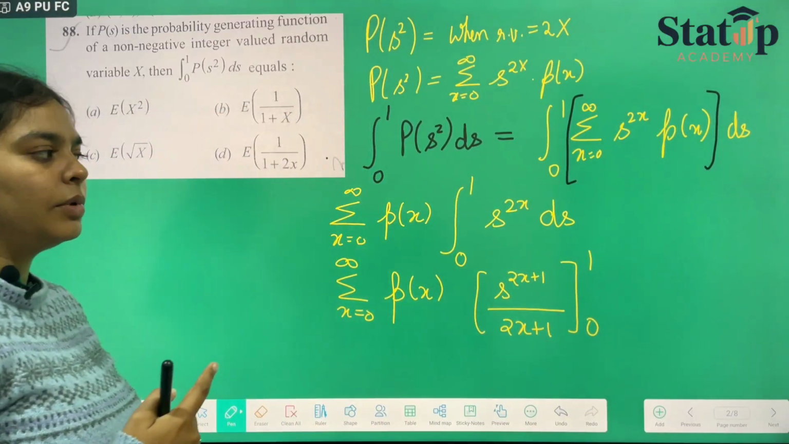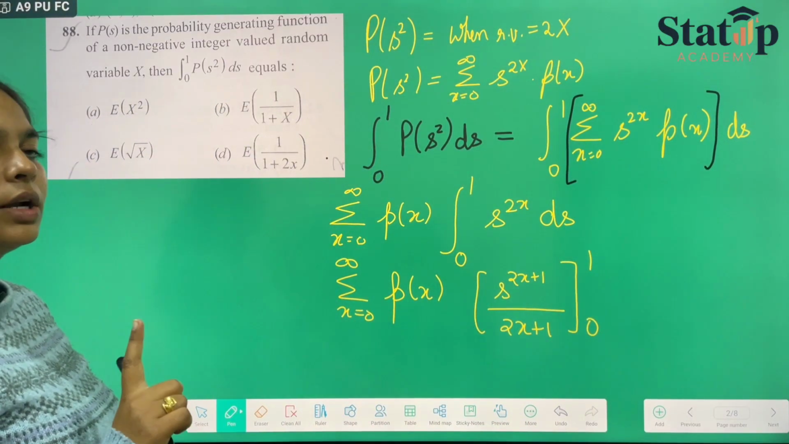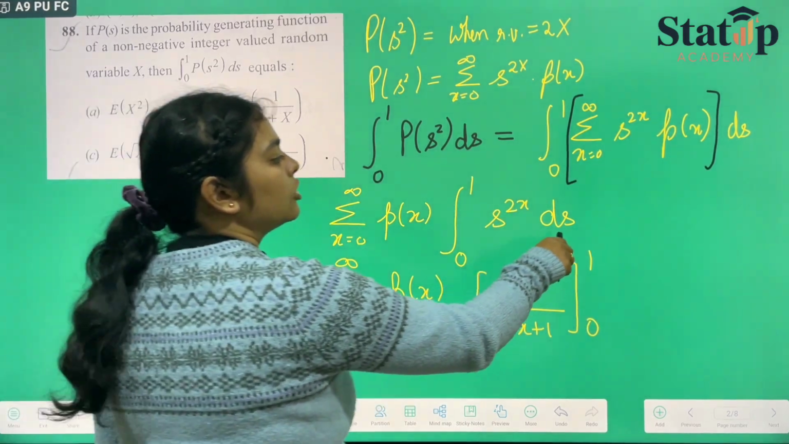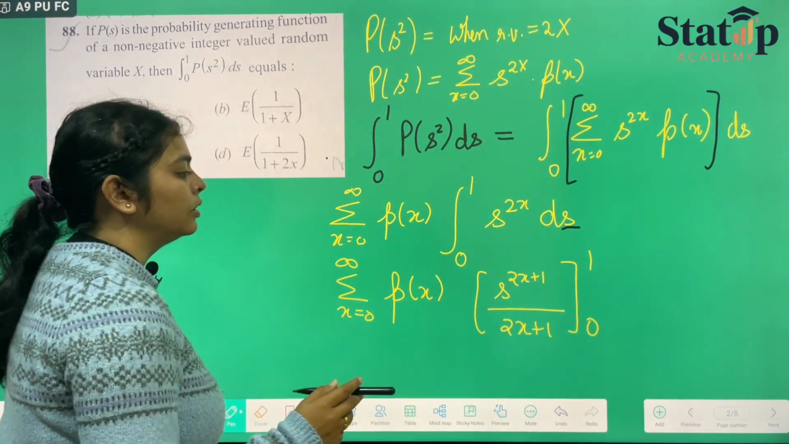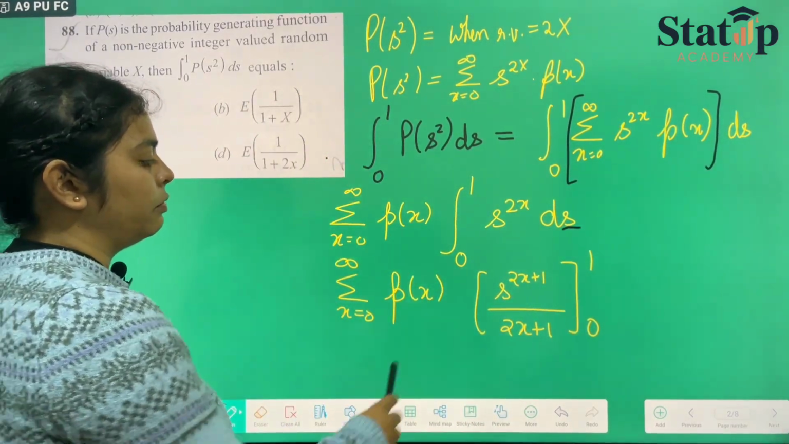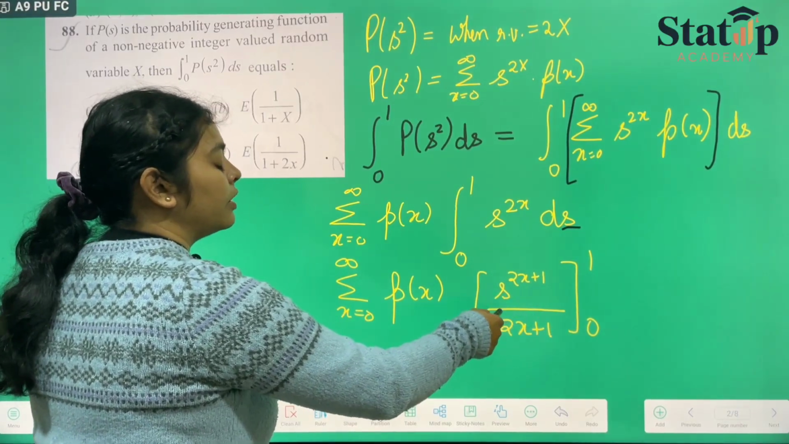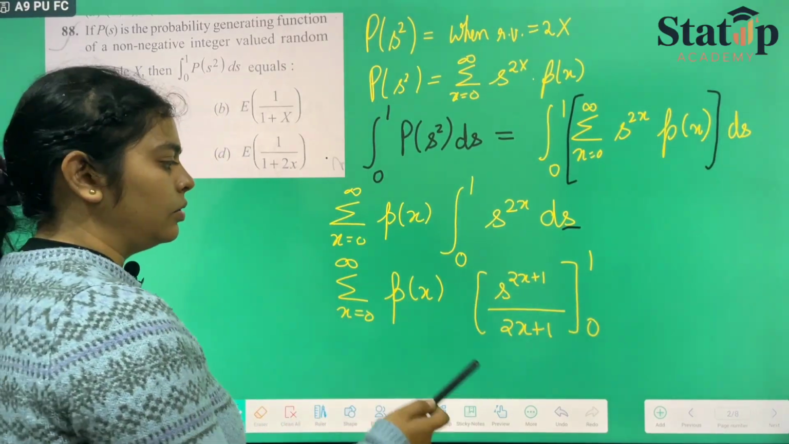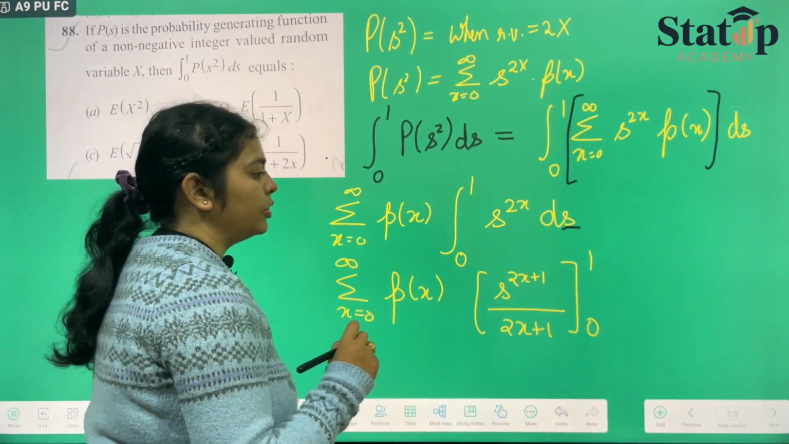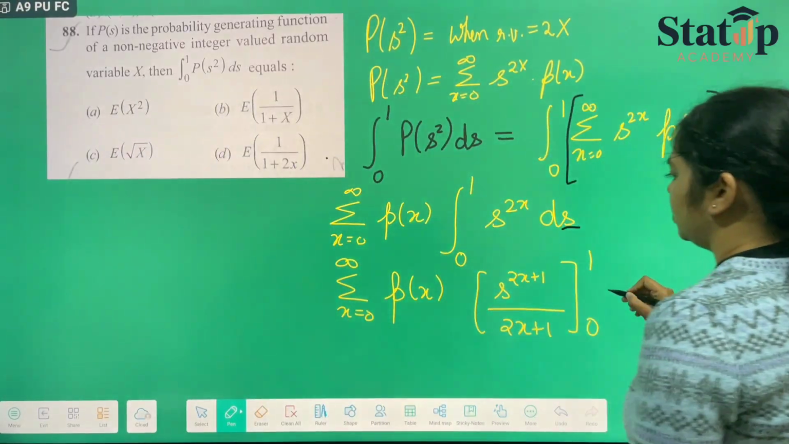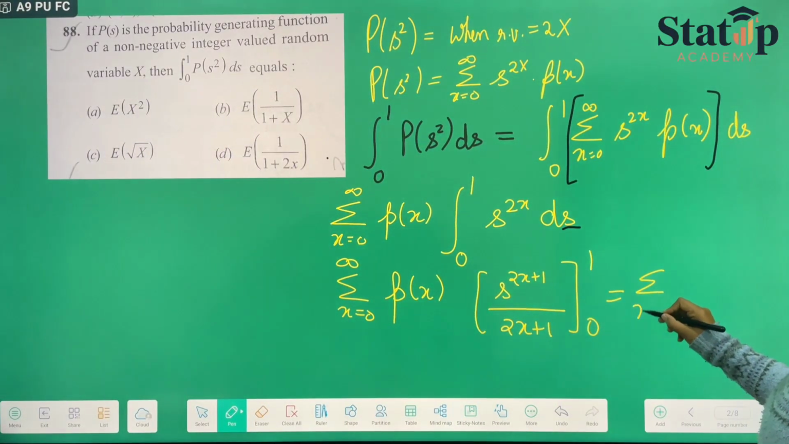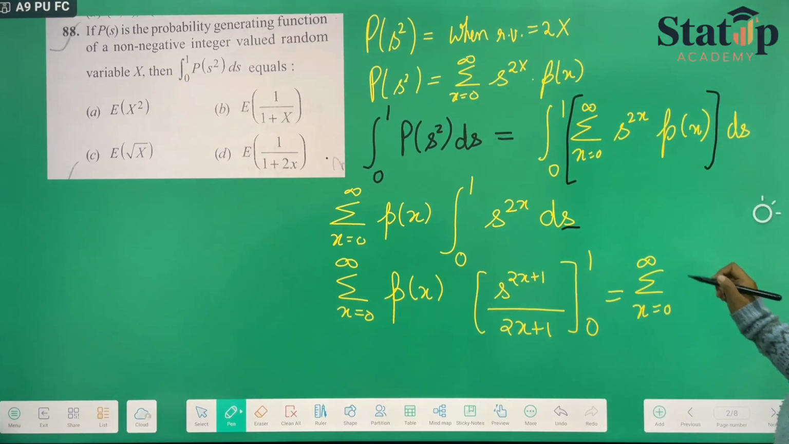These are the limits for s, not x, because our integration was with respect to s. So if we put 1 in place of s, it will be 1. And if we put 0 in place of it, it will be 0. So it will be 1 minus 0, and the denominator will be 1 upon 2x. So it will be equal to summation over x goes from 0 to infinity 1 upon 2x plus 1 ps.